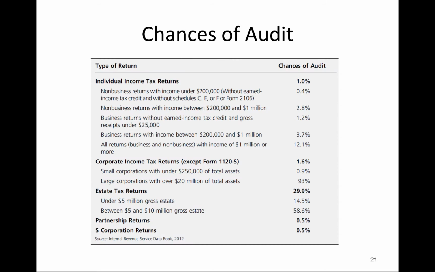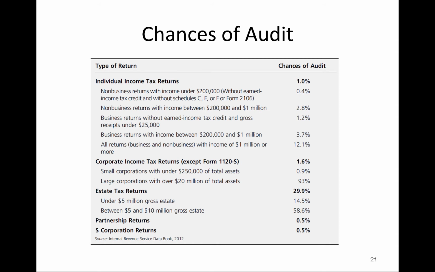For individual income tax returns, overall, the chance of being audited is 1%. Now look at this. The next item says non-business return with income under $200,000. So that's no Schedule C, E, or F, or Form 2106, which is for, I'm sorry, not unrelated business income, for reimbursement of employee business expenses. That's really what it is. And that might actually be gone in the future with the change of the law. So again, this is in 2012, so this just gives you an idea. That goes down to 0.4%. You have a 0.4% chance of being audited. That's very, very low if you don't have those items.